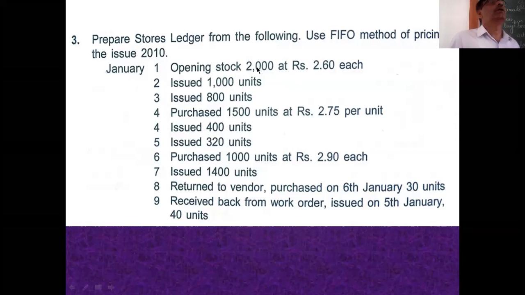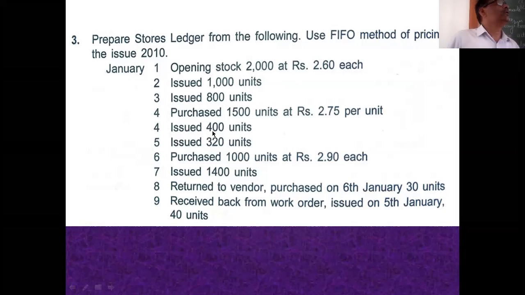Opening stock you record in the balance column first. Okay. Quantity column, rate column, and multiply the quantity and rate, amount will come. Then issue is there, you record in the issue column. Another issue is there, you record in the issue column. Then purchase is there, this comes in the receipt column. Okay, this is in the receipt column.